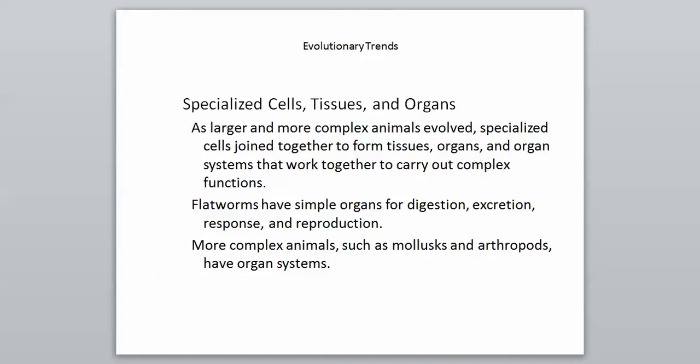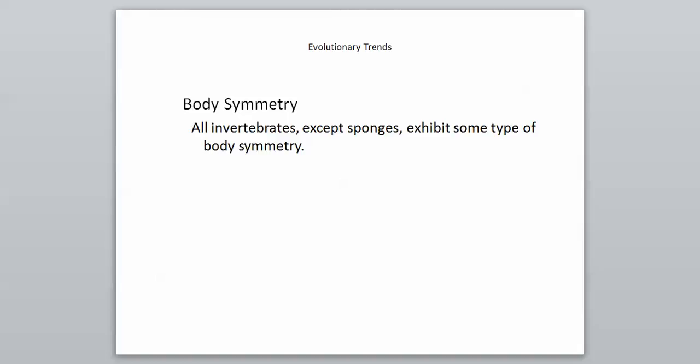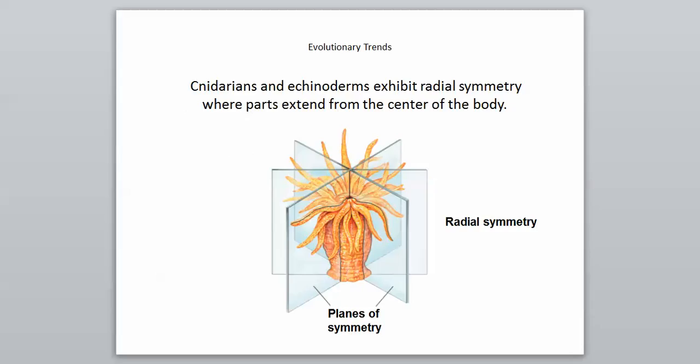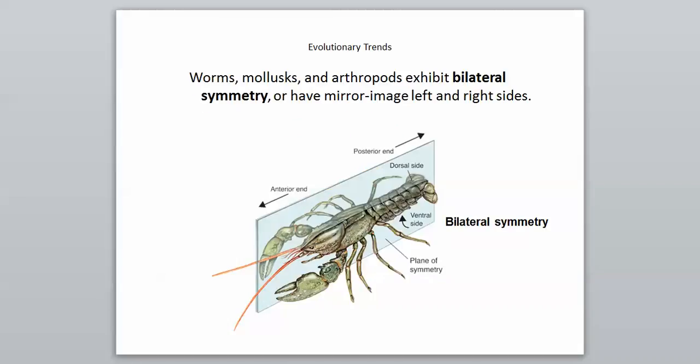And then for body symmetry, again, all invertebrates except for sponges will exhibit some type of body symmetry. That's a big characteristic, showing that they have a definite, distinct body plan. And remember, our two types of symmetry: Cnidarians and echinoderms had radial symmetry, where parts extend from the center of the body, and you can draw almost any number of imaginary planes as long as it goes through the center. It's going to divide them in half. Whereas our worms, mollusks, and arthropods exhibit bilateral symmetry, where they have a mirror left and right side.